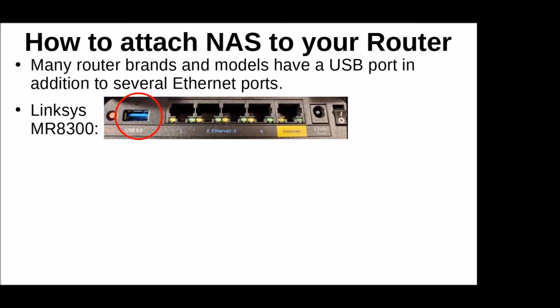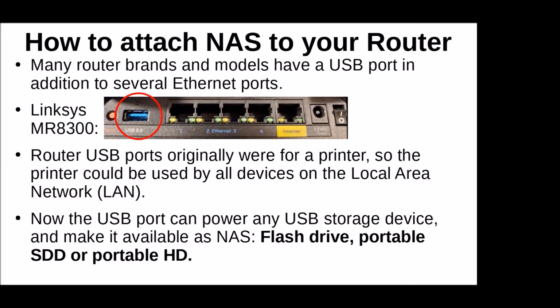And, you know, I didn't pay much attention to that when I first set up the router. But the router USB ports originally were intended to attach a printer to the network, so the printer could be used by all devices on the local area network. Now the USB port can power any USB storage device and make it available as network attached storage. That could be a flash drive, a portable solid state drive, or a portable hard drive. Any of those things, even a self-powered RAID cabinet.